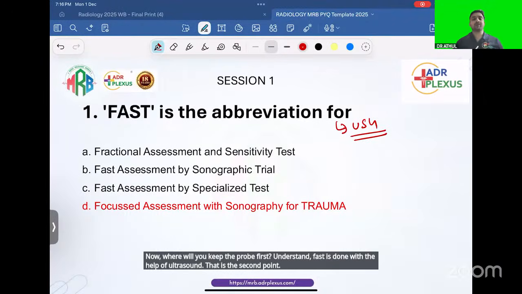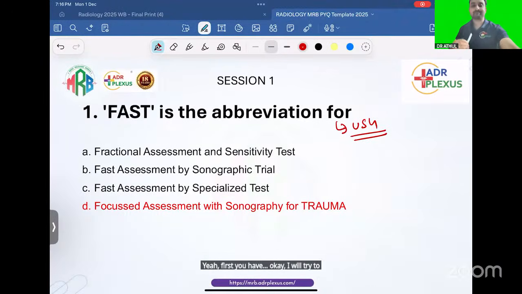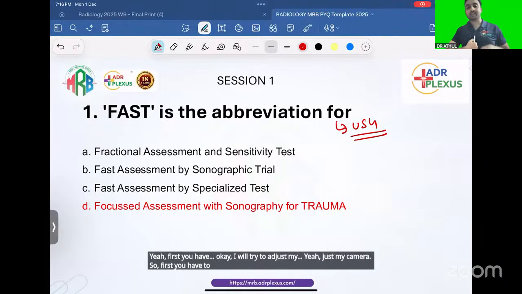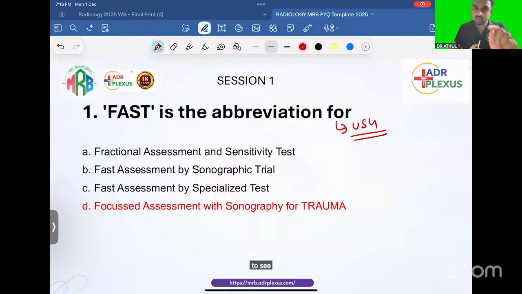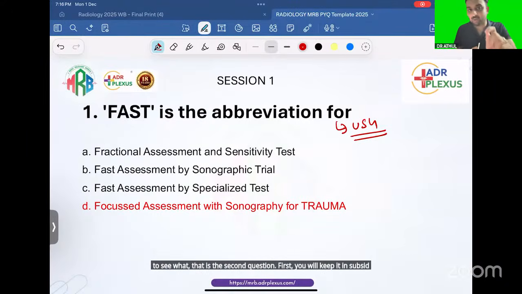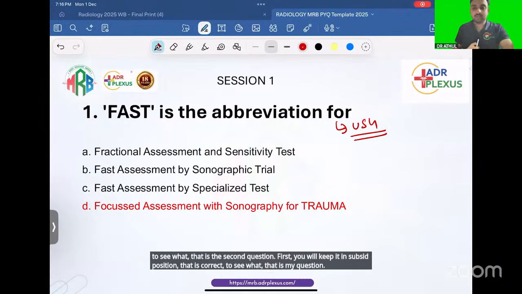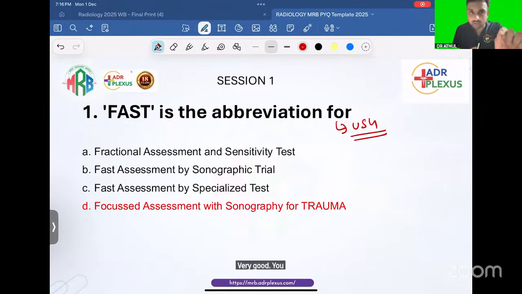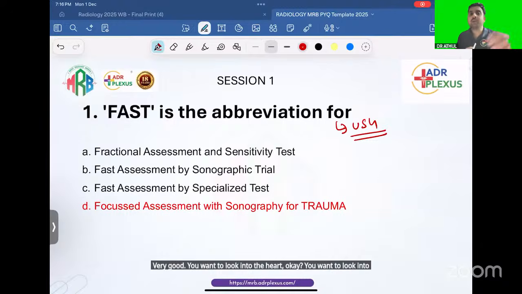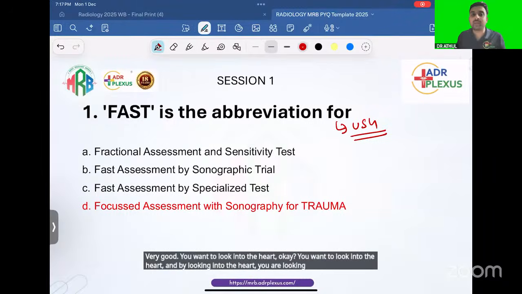Yeah, first you have, okay, I will try to adjust my camera. So first you have to keep it in the subxiphoid region. To see what? That is the second question. First you will keep it in subxiphoid position. That is correct. To see what? That is my question. Very good. You want to look into the heart, and while looking into the heart, you are looking for any pericardial tamponade or pericardial effusion. So that is very, very correct. Okay, you are excellent.